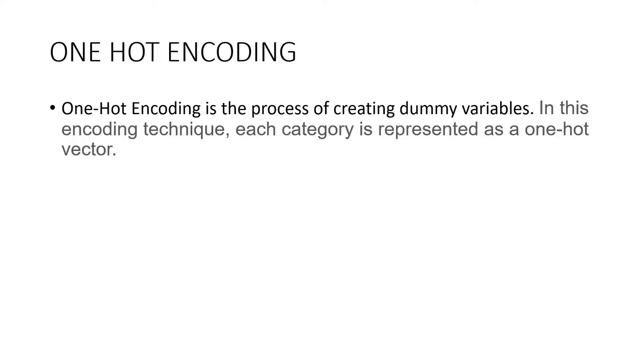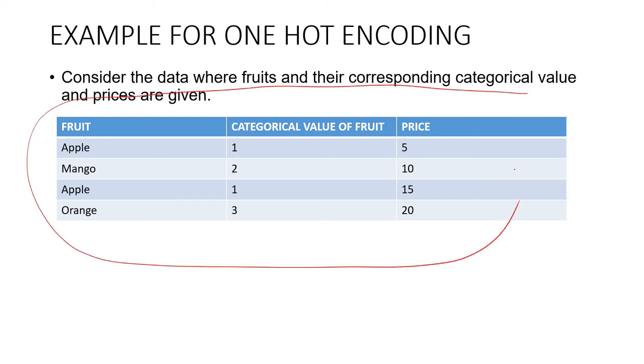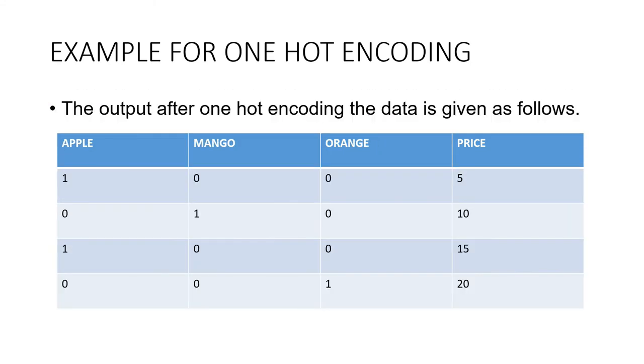Now we will get into one-hot encoding. One-hot encoding is the process of creating dummy variables. In this encoding technique, each category is represented as a one-hot vector. I will give you an example. Consider this data. It has fruits as a categorical value, and price is here. So this is the output we will get after doing the one hot encoding using a Python program.